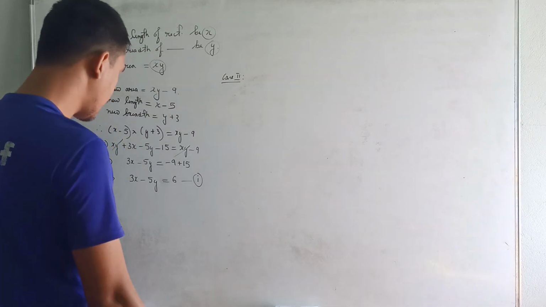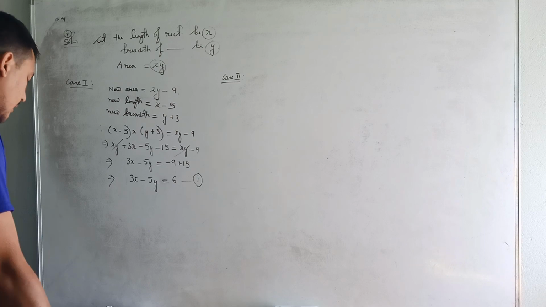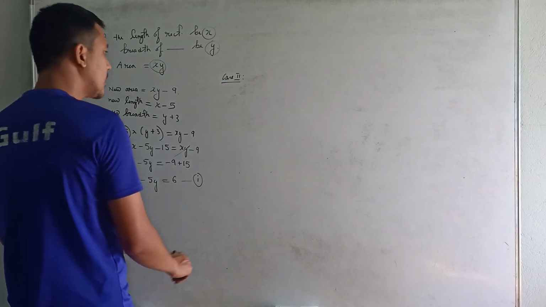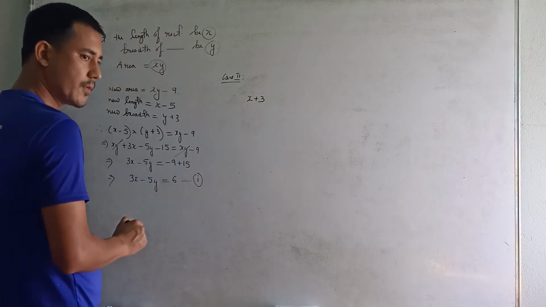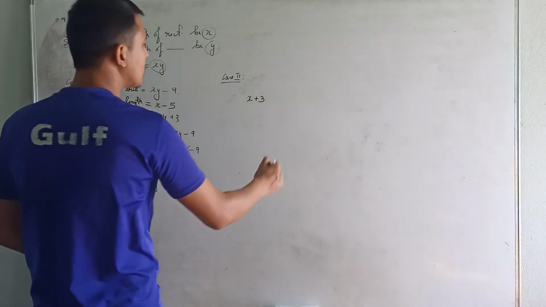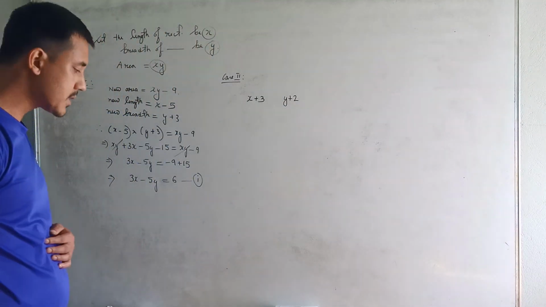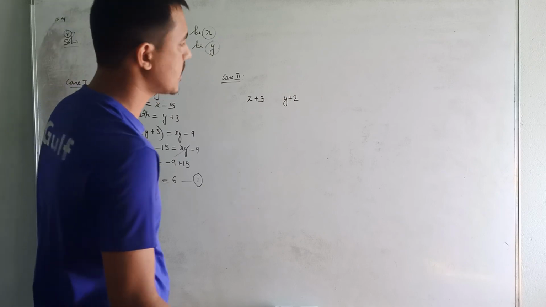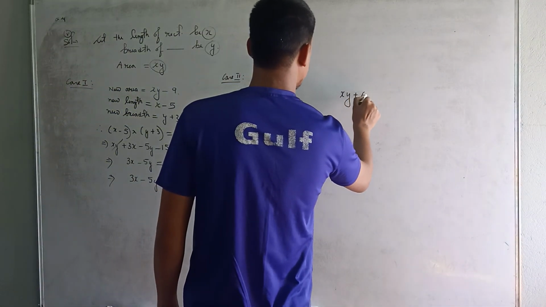Now case 2, what is case 2? What are you doing in the second case? If you are increasing the length by 3 units, this time your length increases by 3 units, so x plus 3. And your breadth increases by 2 units, so y plus 2. Then what happens? Your area gets increased by 67 units. So your area xy gets increased by 67 units.